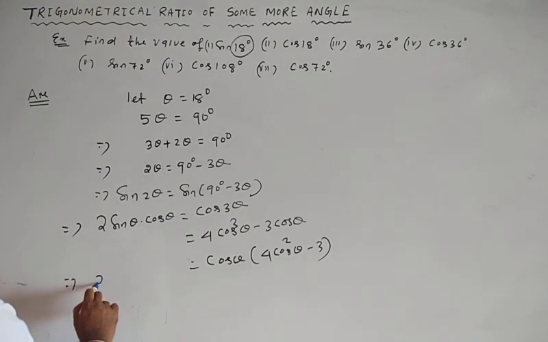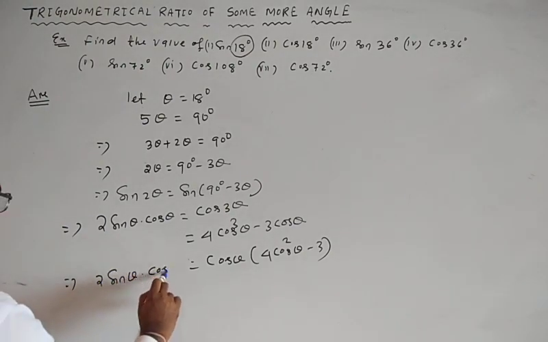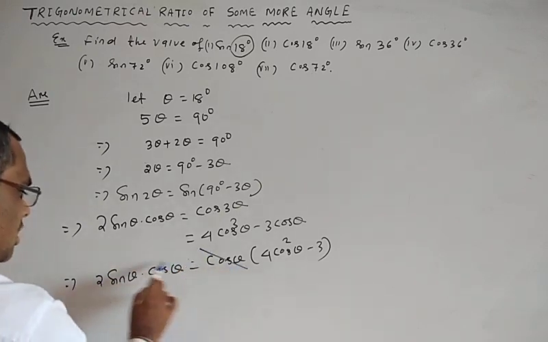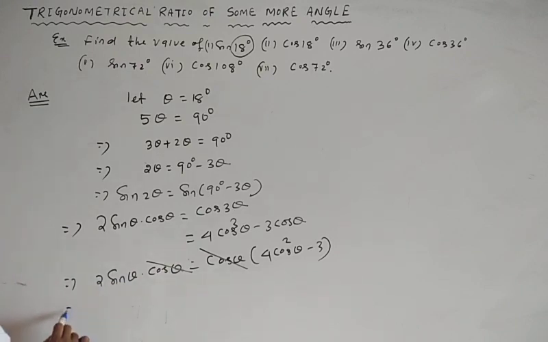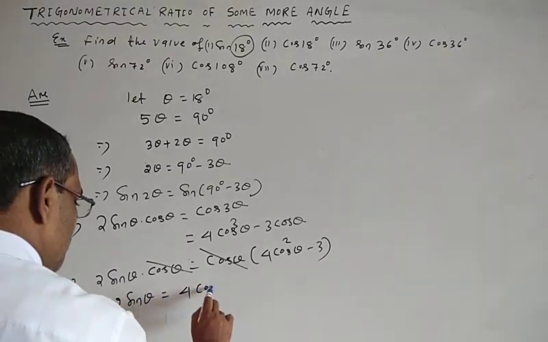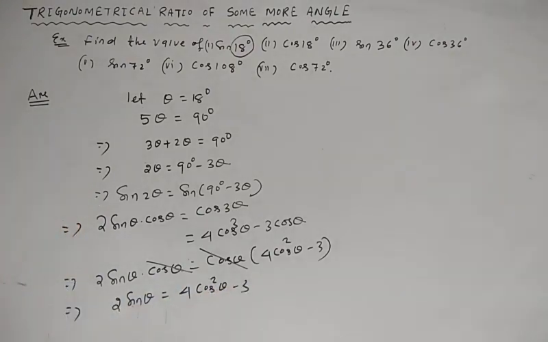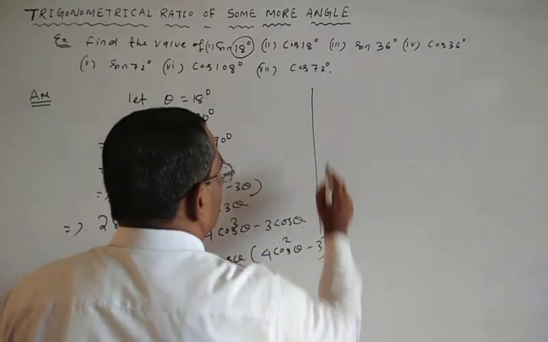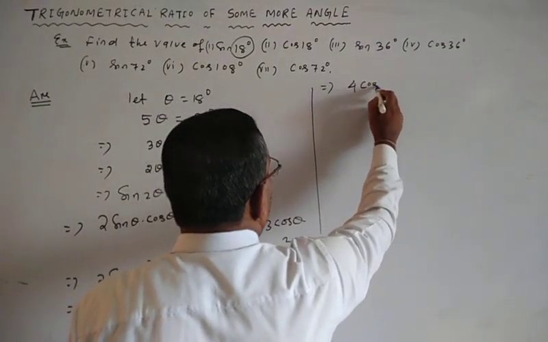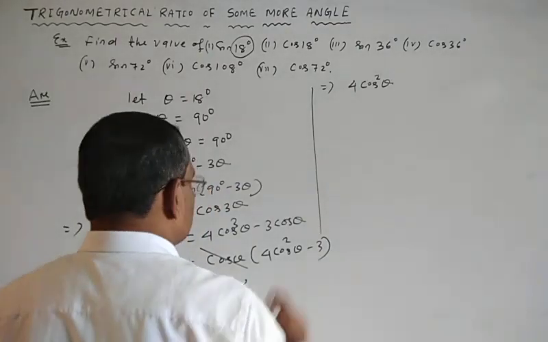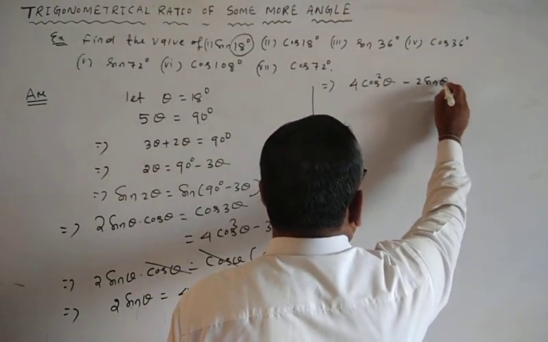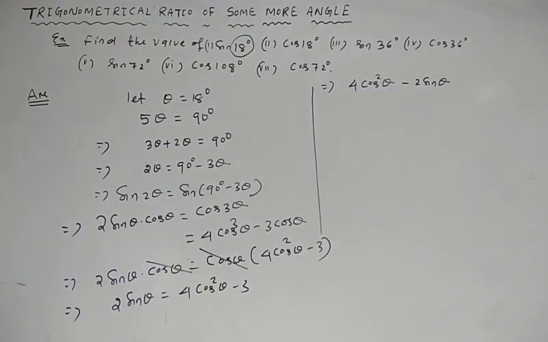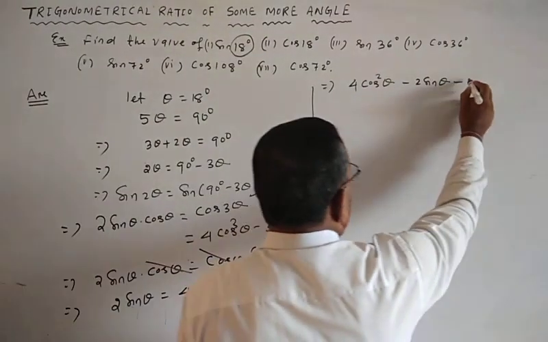That implies 2 sin theta into cos theta equals cos theta into (4 cos square theta minus 3). Then cos theta on both sides cancel each other. So 2 sin theta is equal to 4 cos square theta minus 3. Taking all the terms to the right side, that implies 4 cos square theta minus 2 sin theta minus 3 is equal to 0.